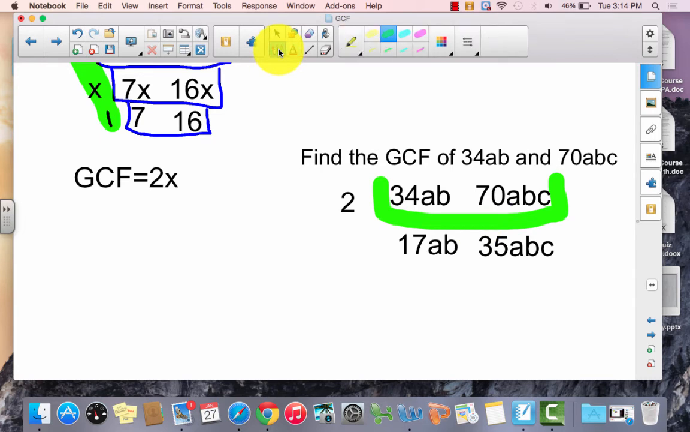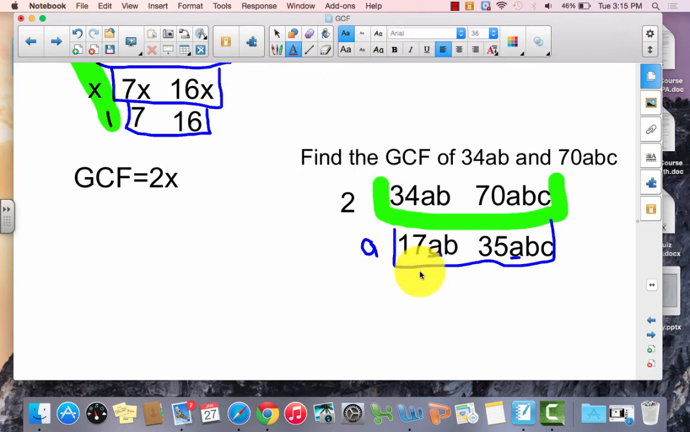I'm going to add another layer to the cake. Looking at 17 and 35, they don't have anything in common. So I'll look at my variables and I see that I have an a in both terms. So I'm going to pull out an a over here. If 17ab had one a in it and I took it away, this is now 17b. 35abc had one a in it. It's now 35bc. I'll add another layer to the cake.